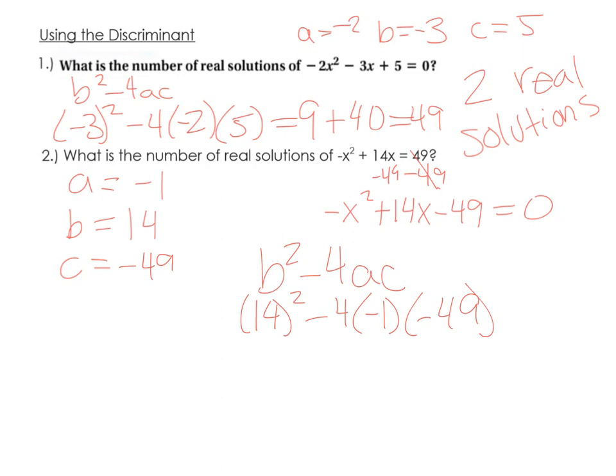So that ends up being 196. And then negative 4 times negative 1 times negative 49 is going to end up giving us a minus 196. So our discriminant ends up being equal to 0, and if our discriminant is 0, that means that we have 1 real solution.